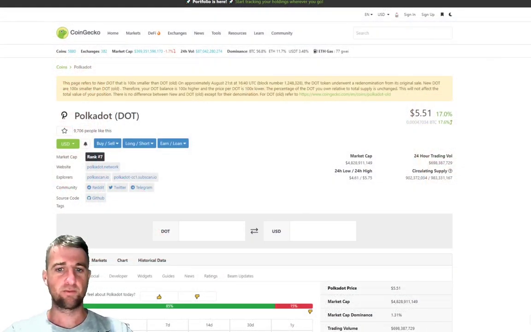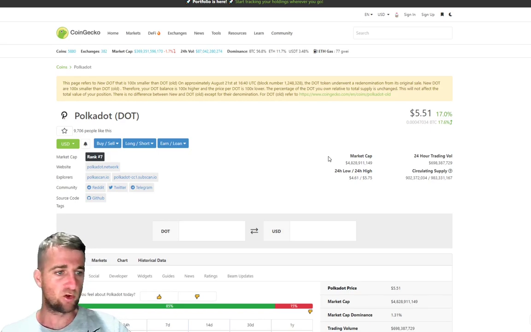Right, jumping over to some key statistics, and we will use CoinGecko for this. It does give a bit of a more accurate reading than CoinMarketCap, in my opinion. So Polkadot, which is the currency DOT, is currently priced at $5.51. We are 17% up on today's trading.